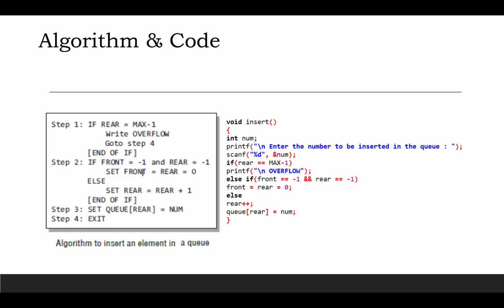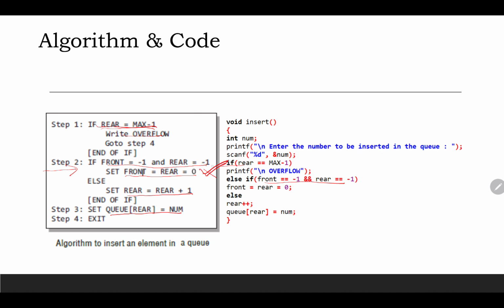And next we are going to see the algorithm. So here first we are checking the overflow condition. Same as before, first we are checking rear is equal to max -1. If it is true, it will print the message as overflow. If it is false, it will go to step 2 and check the condition front is equal to -1 and rear is equal to -1. Same code. If it is true, it will assign the value for front and rear as 0. If this is also false, we increment the value of the rear and assign the value in the queue.